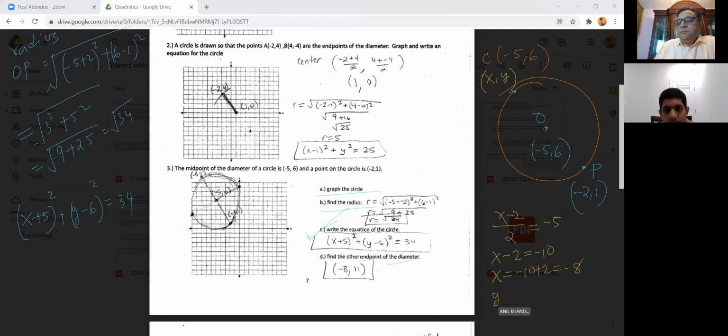We have (y plus 1) divided by 2 is the y value 6. y plus 1 equals 6 times 2, 12. And y equals 12 minus 1, which is 11. Is it okay? So we get the other point as minus 8, 11. You see how easy it becomes using that midpoint formula.